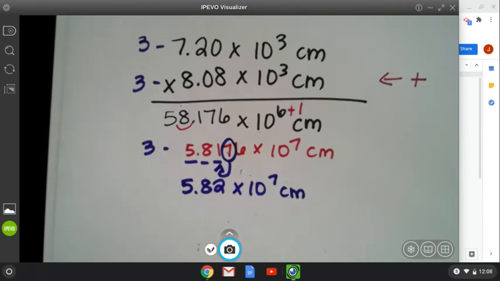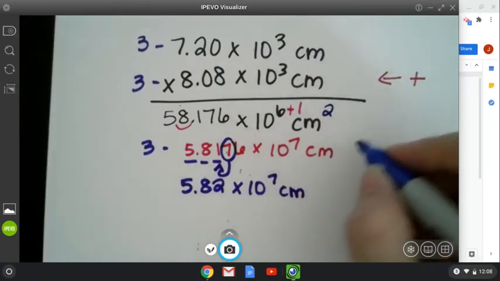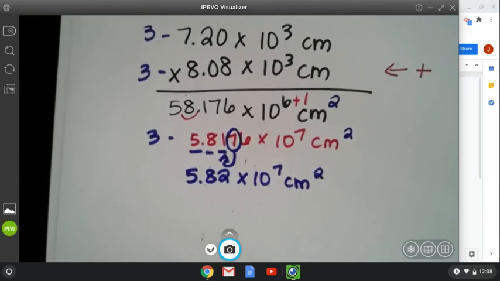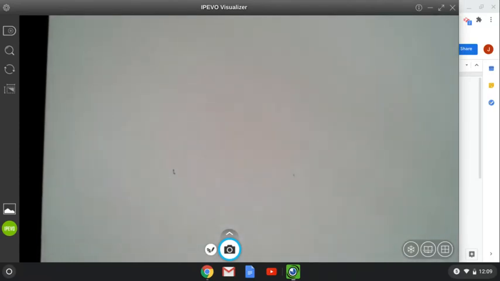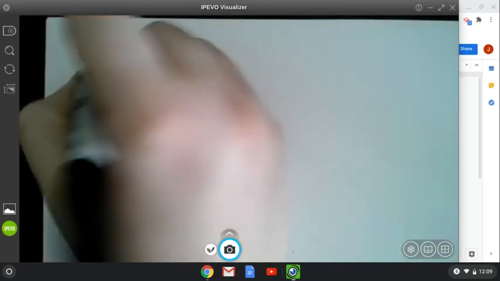Made an oopsie, because if you multiply your units together, you end up with a squared. So I need to make sure my units are correct when I do this. So that is a sample of a multiplication problem. And very last, we're going to go ahead and do one more division problem, and that'll be the end of this video.